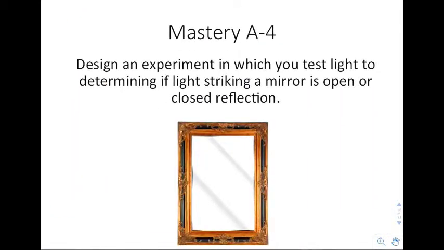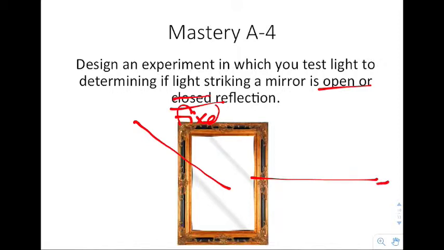Next, it says design an experiment in which you test light to determine if light striking a mirror is open or closed reflection. So the difference between open or closed, or sometimes this is called fixed reflection, is you want to measure the pulse. So you would set up a system in which light struck the mirror at a certain orientation. So all the light struck where crests hit the mirror.